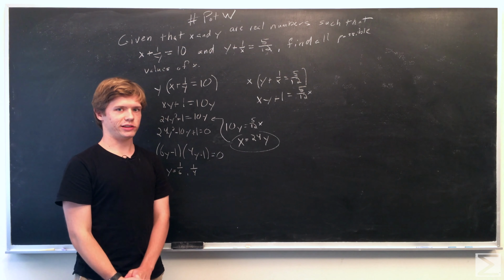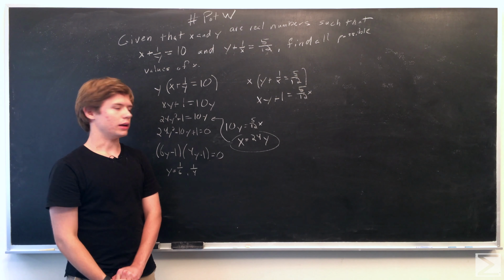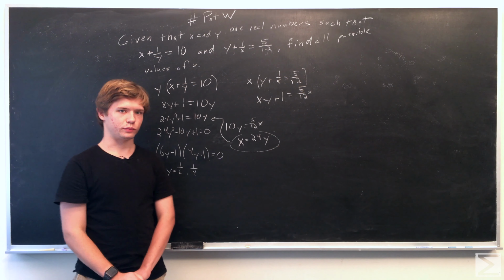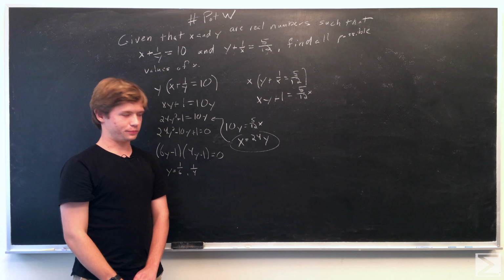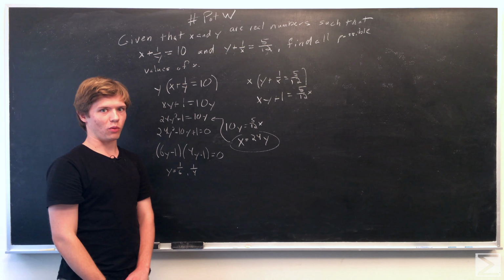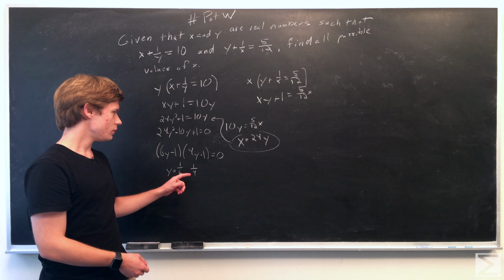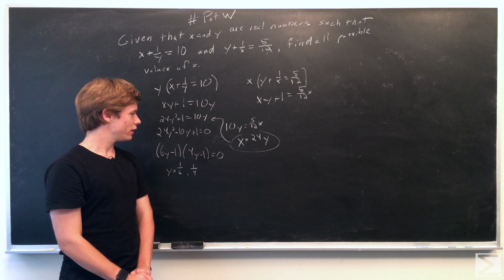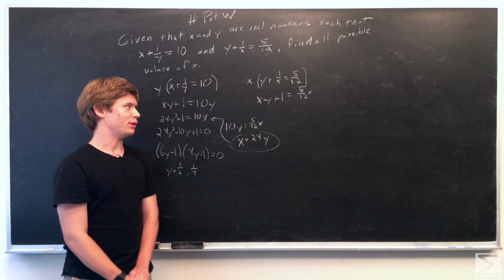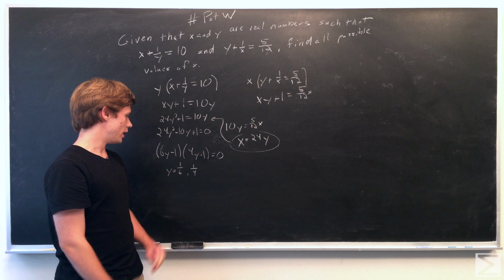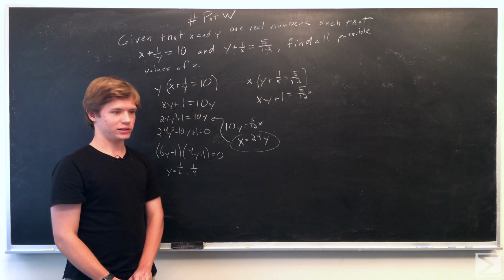It's a fairly simple factorization. We see that 6y minus 1 times 4y minus 1, if multiplied out, equals this equation. And so we see that y is equal to 1/6, because 6y minus 1 equals 0, and 1/4, because 4y minus 1 is equal to 0. Now that we have these values of y, we plug y into one of the equations and solve for x.